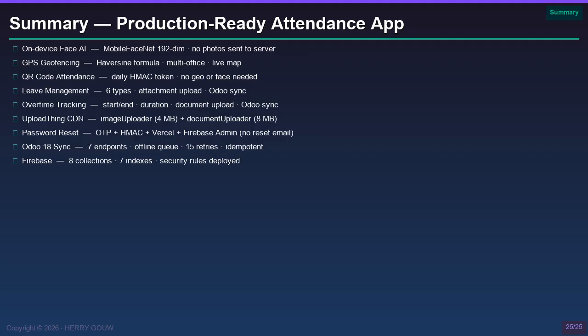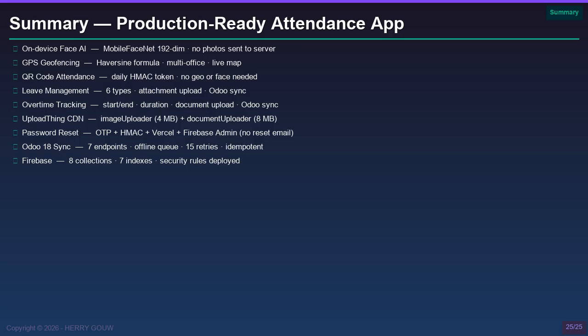To summarize, this is a production-ready Flutter attendance application covering the full lifecycle of employee time tracking. Face AI runs entirely on-device using MobileFaceNet, no face photos leave the phone. GPS geofencing with the Haversine formula prevents location fraud. QR code attendance provides fast check-in without geo or face requirements. Leave and overtime management include document upload, status tracking, and full Odoo sync.